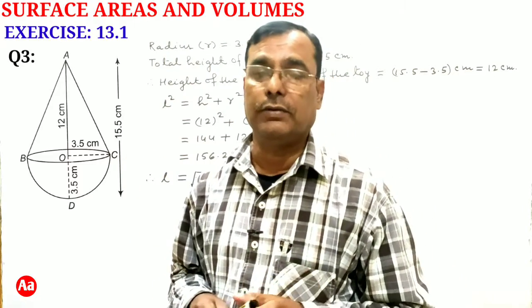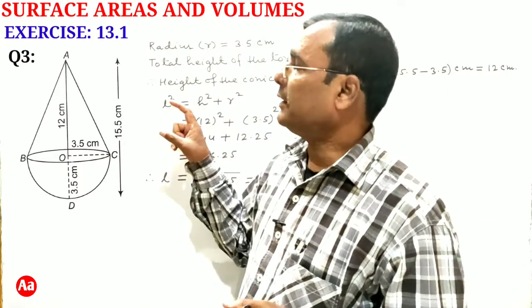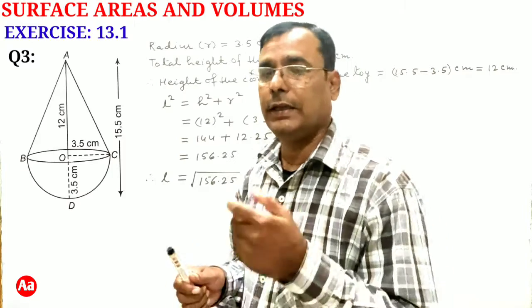Now we are going to calculate total surface area of the toy. That will be surface area of the conical part plus surface area of the hemispherical part.